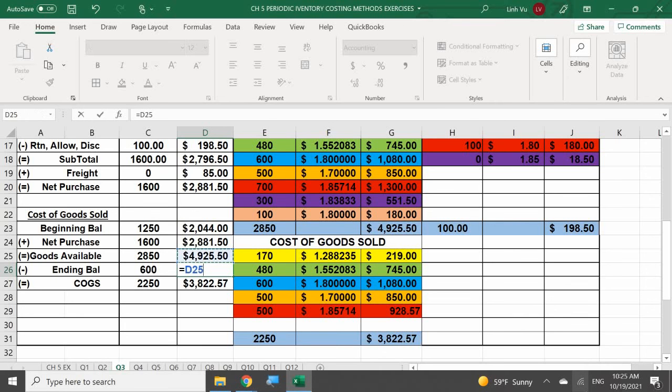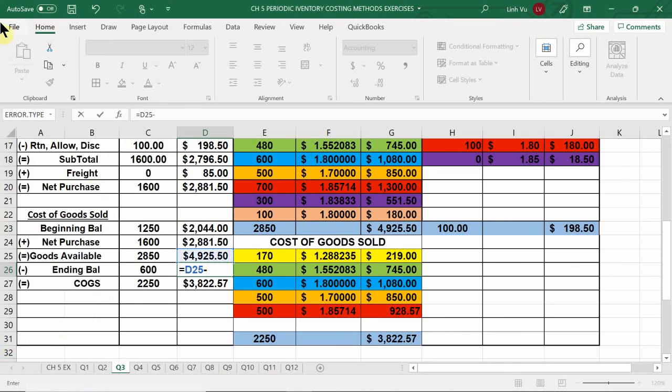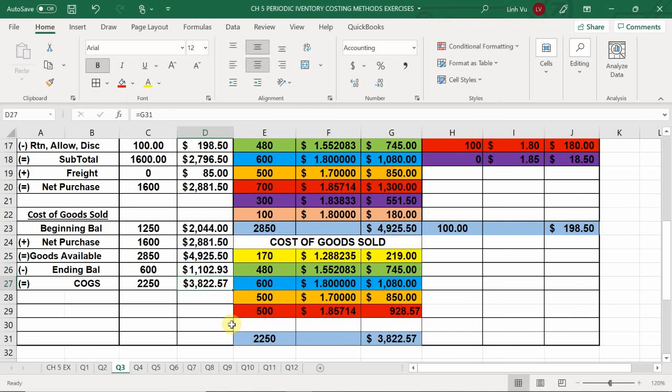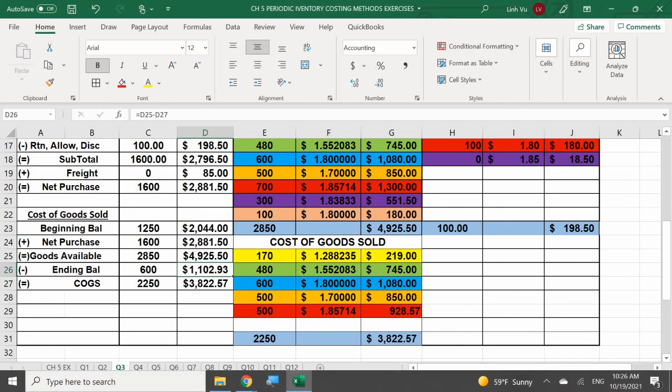$4,925.50 that I began with. And I'm going to subtract out my 3,822.57. Right? Still, I don't know what I'm putting wrong. It still gives me 1042.93. Are you switching numbers by accident? 1042.50.